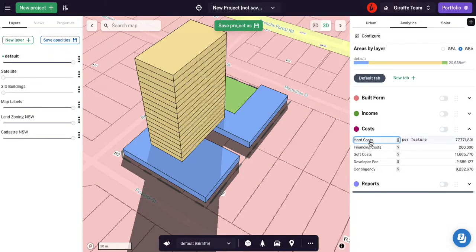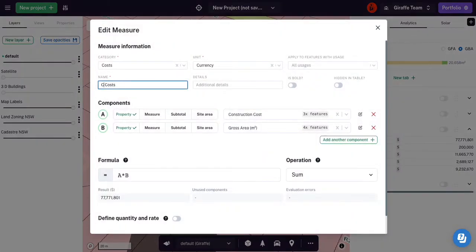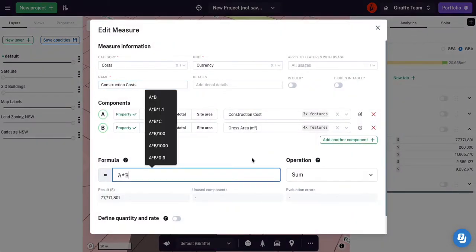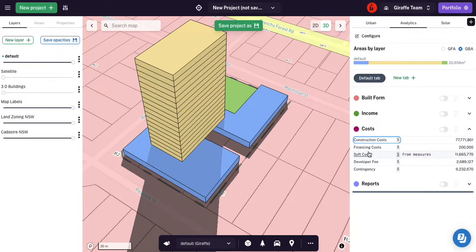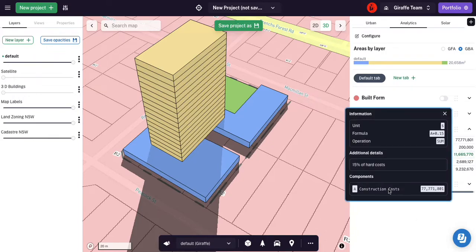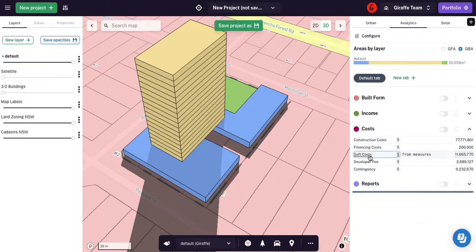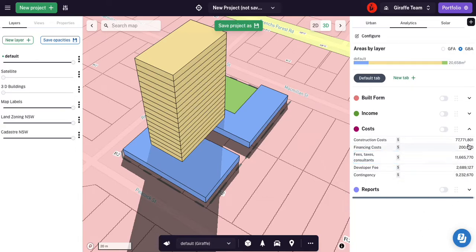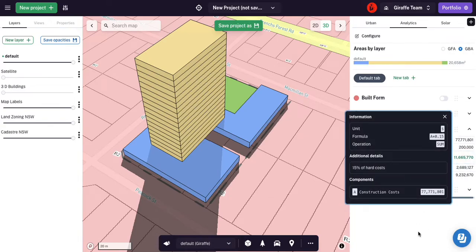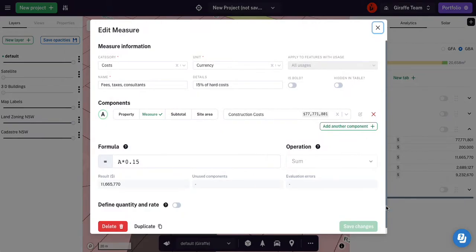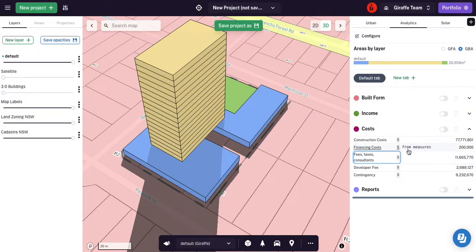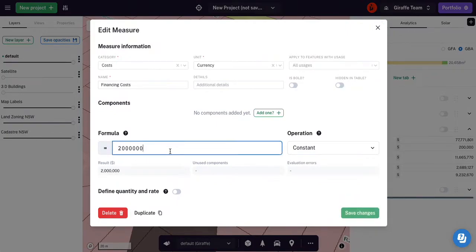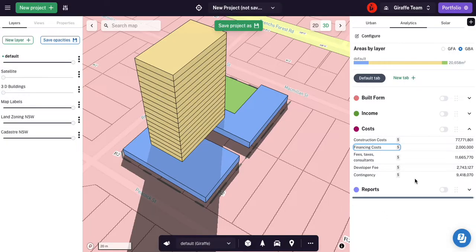So hard cost is equal to, I could rename that actually. Construction costs. All right, save changes. And then your soft costs is 15% of hard costs. So this could be fees, taxes, consultants. And we're just taking that 77 million and multiplying it by 0.15. Financing costs, we've got a fixed $200,000. I feel that's low for a development of this size. Let's bonk it up to 2 million.